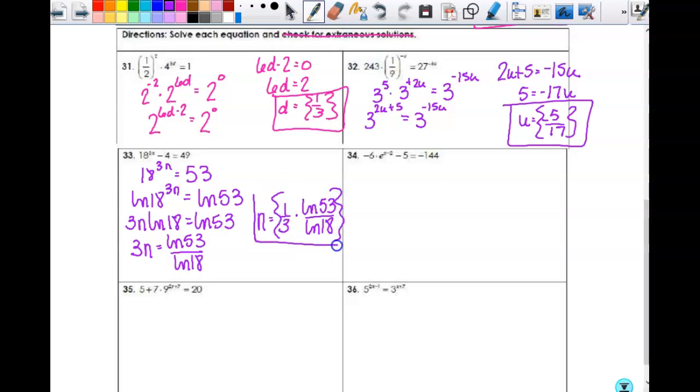Remember, I'm not giving you a calculator on this test, so basically you just have to get to the point where you would be when you type it into the calculator. You can put this in parentheses, it doesn't necessarily have to be, but there you go. All right, so let's look at number 34.